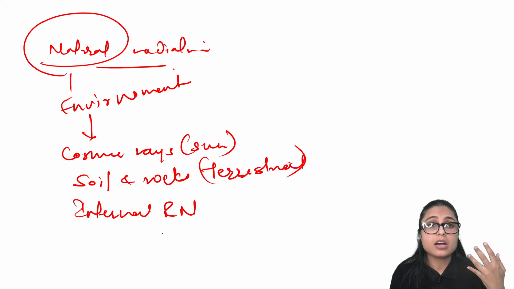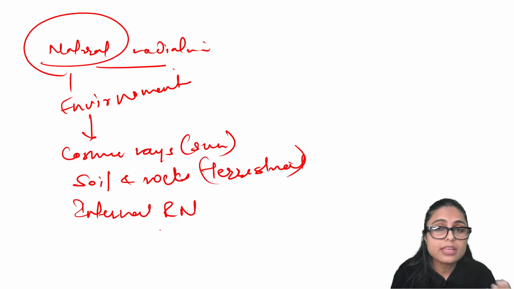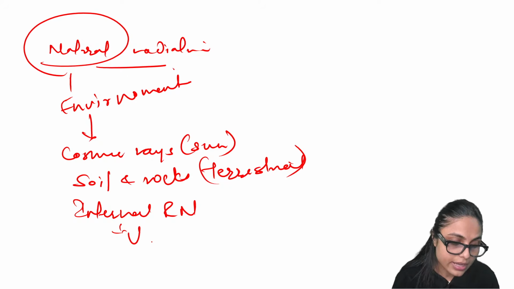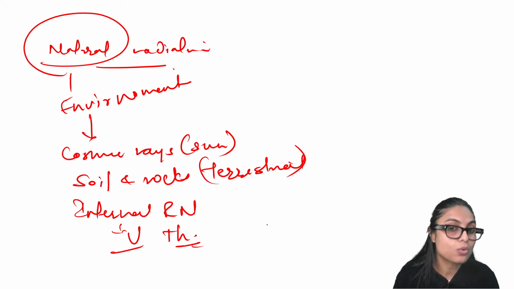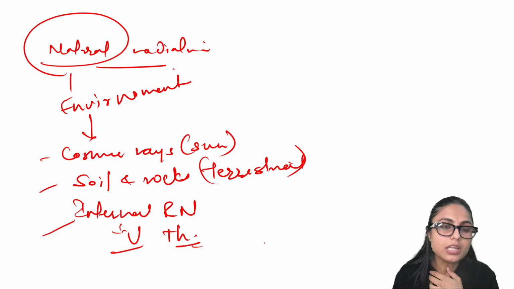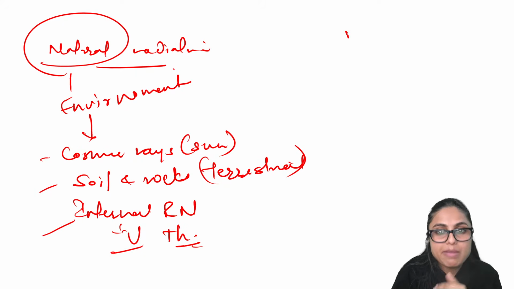Then we have internal radionuclides, meaning the radiation that we get from ingested food, food containing uranium and thorium. These are also sources of natural radiation.